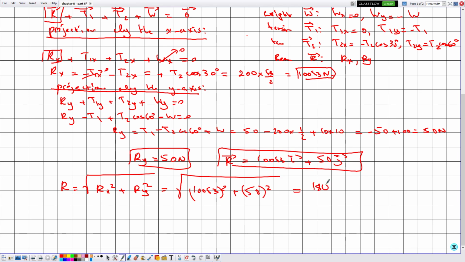180.27 newtons. As for the direction, we determine tangent theta, which is equal to Ry divided by Rx, equal to 50 over 100 radical 3. Then in this case, theta is given by tangent minus 1 of 50 over 100 radical 3, and this is equal to almost 16.1 degrees.